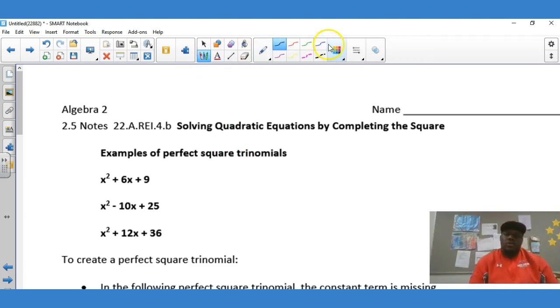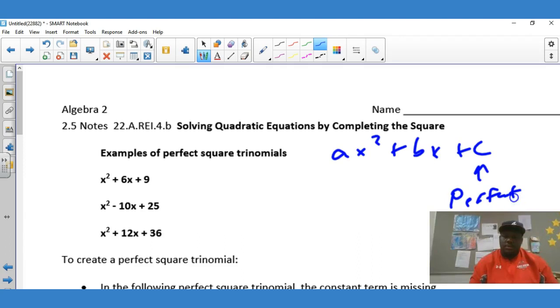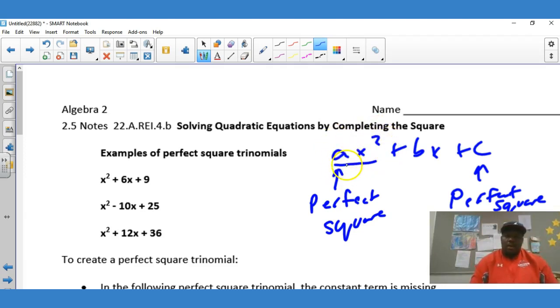An example of a perfect square trinomial is this. See how, in ax squared plus bx plus c, our constant is a perfect square, and our first term is a perfect square. So again, the constant is a perfect square, and the first term is a perfect square, this whole entire first term, even if there's a number right here.